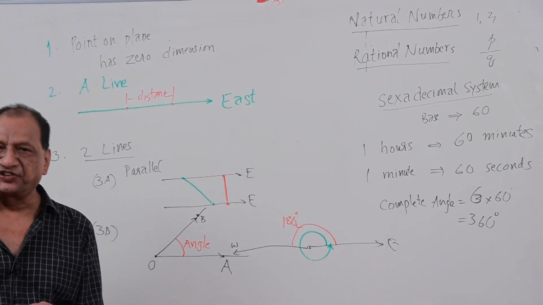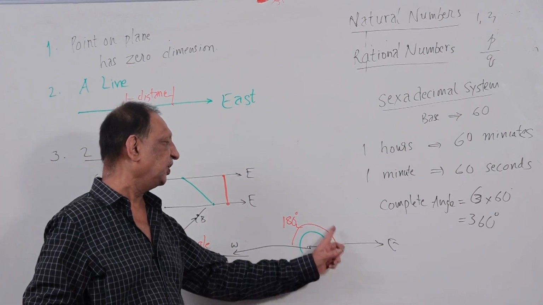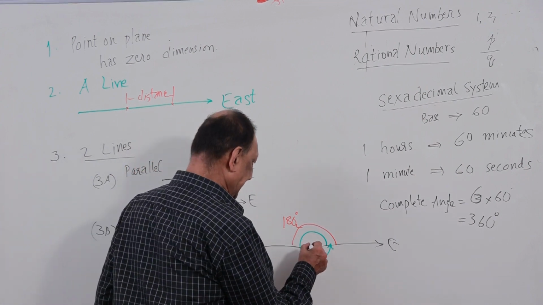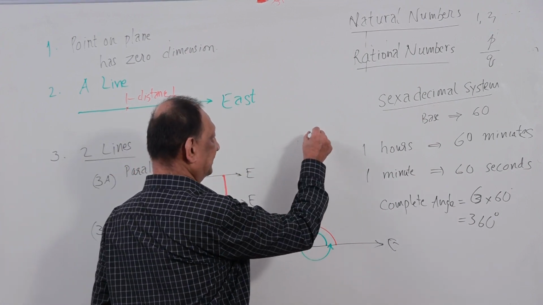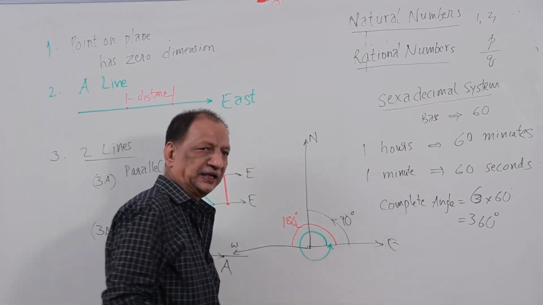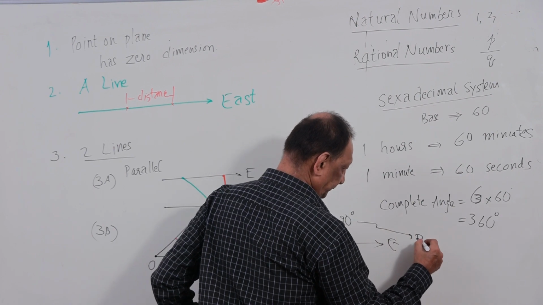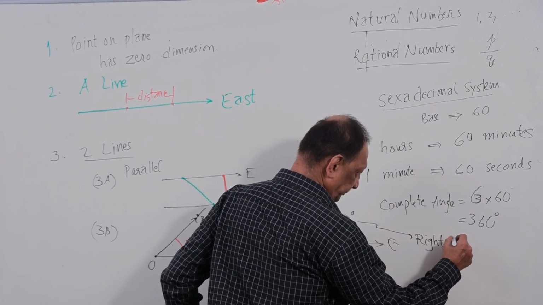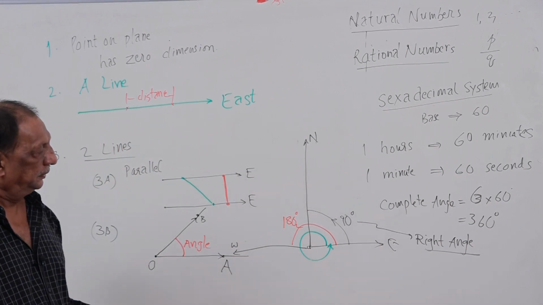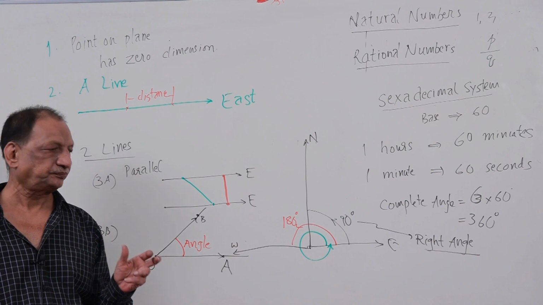So angle is measured as degrees. The complete angle is 360, half the angle is 180 degrees, and 1/4 of the angle is exactly to the north direction. That angle is 90 degrees. 90 degrees is also known as a right angle. So that's how we measure the angles as degrees.